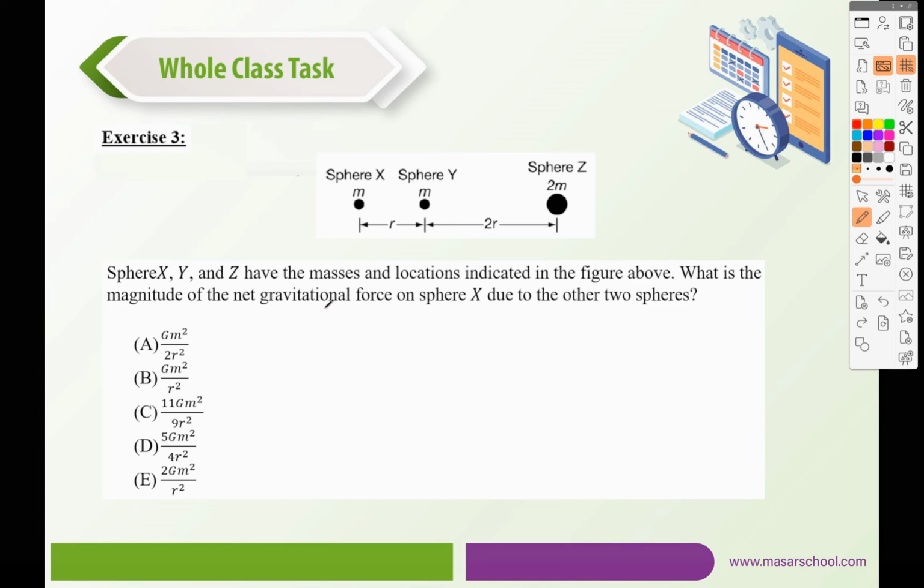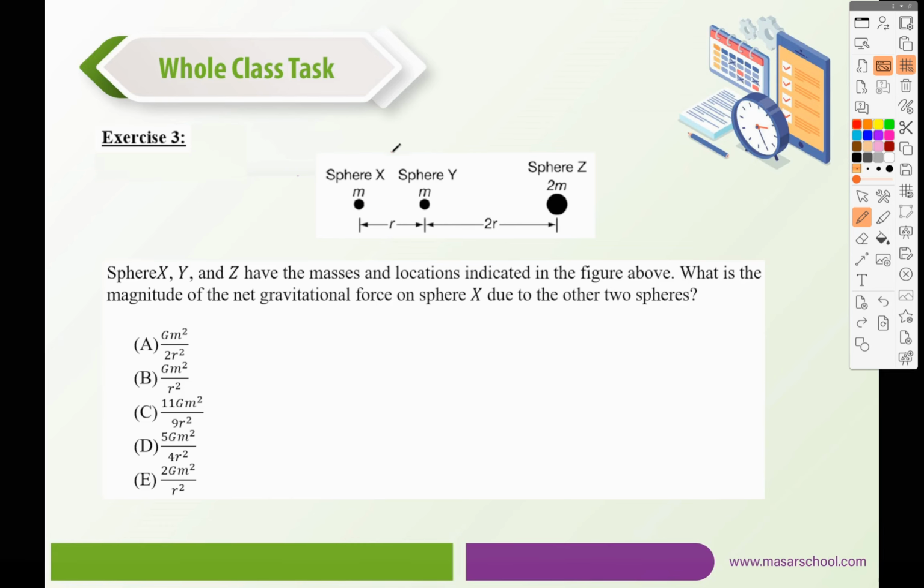Spheres X, Y, and Z have the same masses and locations indicated in the figure above. What is the magnitude of the net gravitational force on sphere X due to the two other spheres? So we're interested in the gravitational force on the sphere X. Now only spheres X and Y have the same mass, but sphere Z has 2m. So we're interested in the pull of gravity on m.